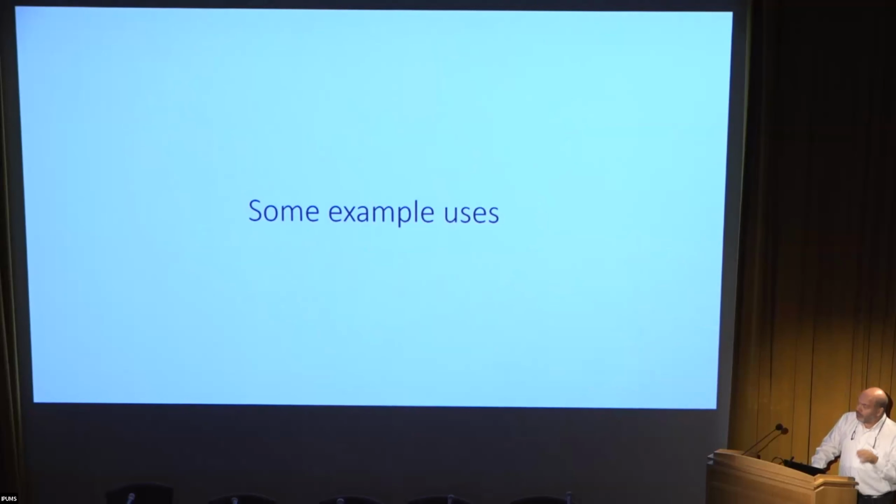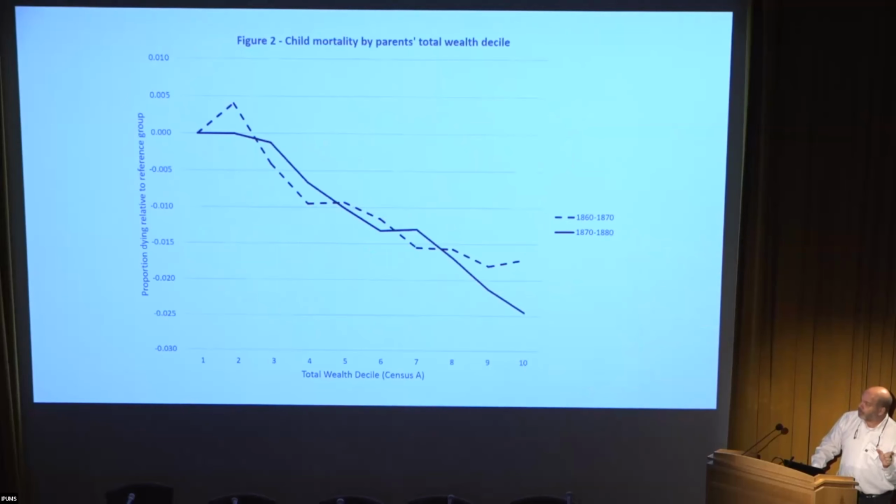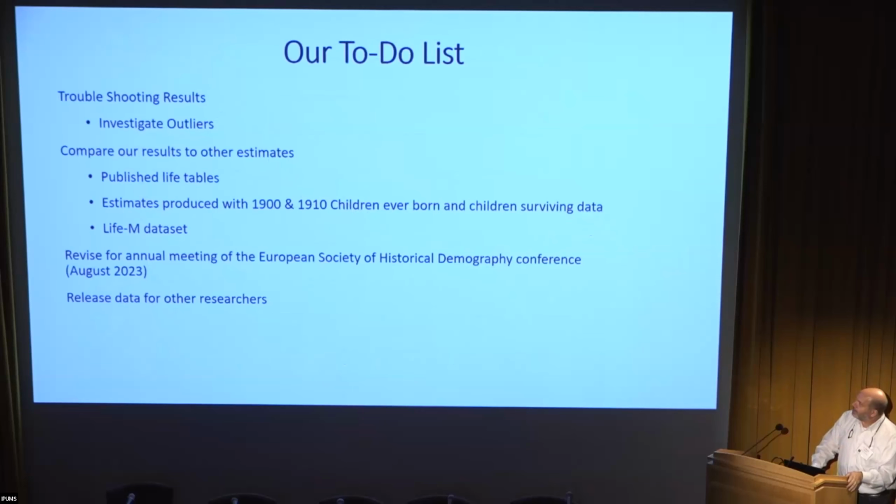And we can do it at the individual level, so we can model, let's say, mortality in different couples. So we're quite excited about that. This is a relationship between wealth and child mortality in 1870 and 1860. Higher wealth couples have lower child mortality.